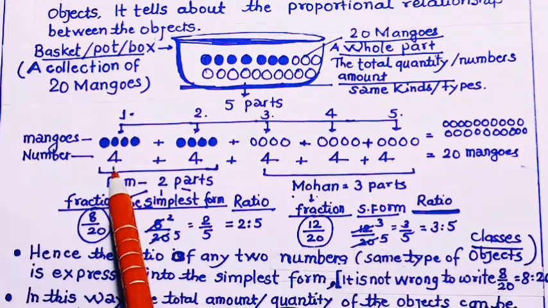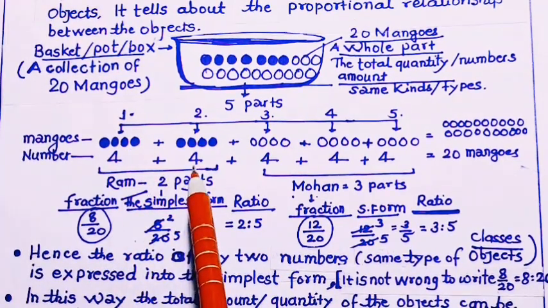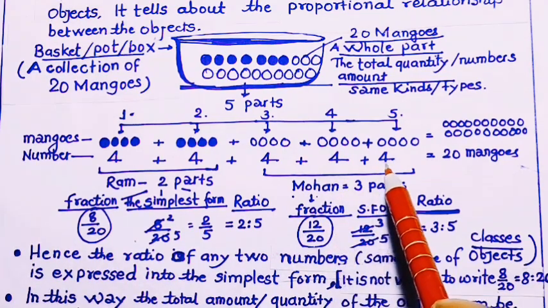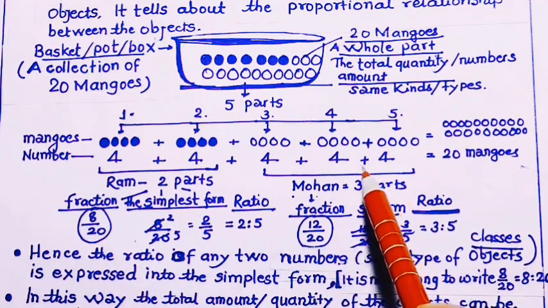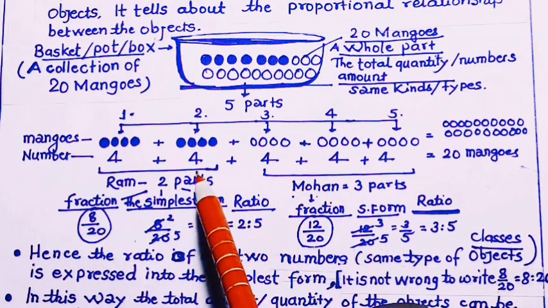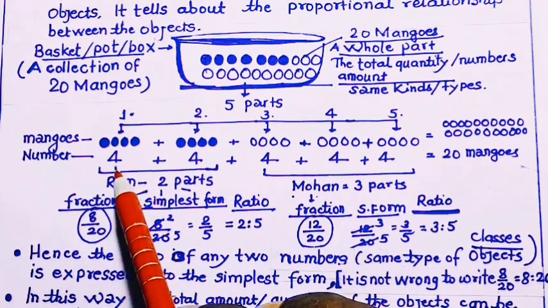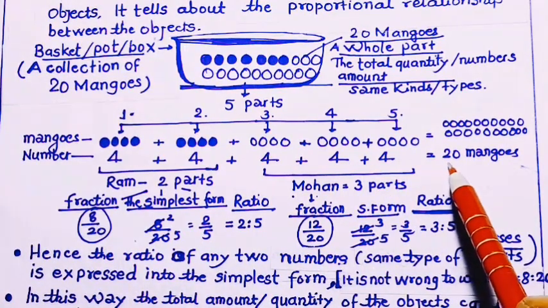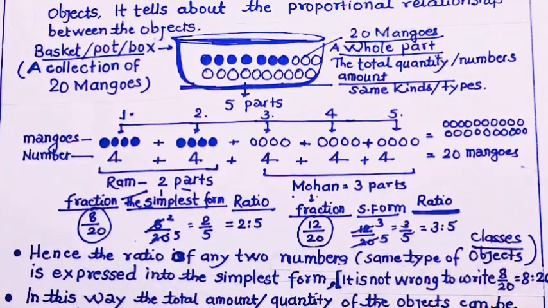It means 4 plus 4, 4 and 4, and after adding these numbers the total sum of mangoes is 20.